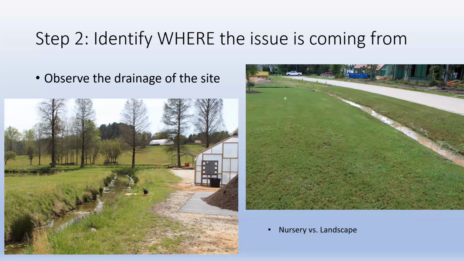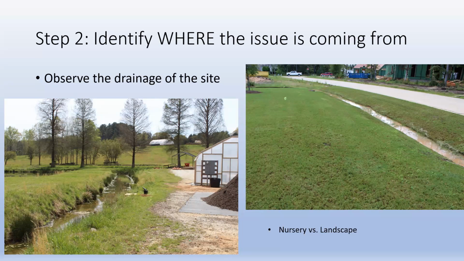And this is really the opportunity to observe the drainage of the site. So here I've got an image on the left of a nursery. So this nursery, we've got this drainage creek going down there, and we see some hoop houses and stuff way up on the hill there. It's safe to say that water going in here and draining in here has probably got some fertilizers, probably got some pesticides. And we see where that water is going.